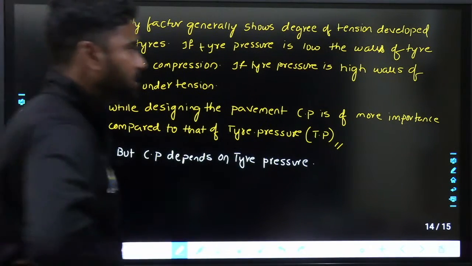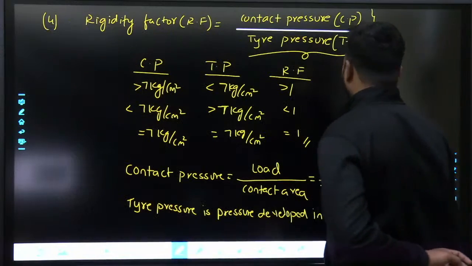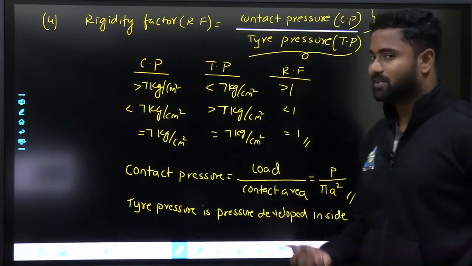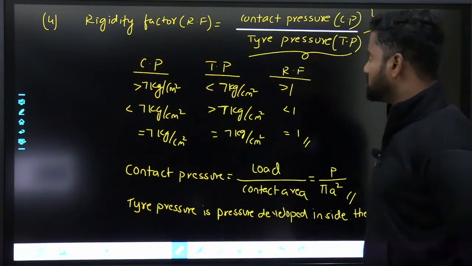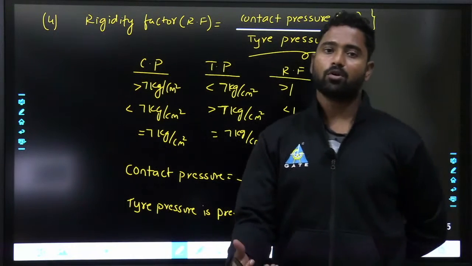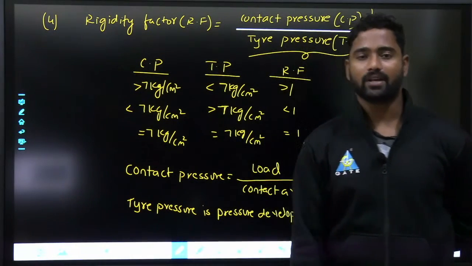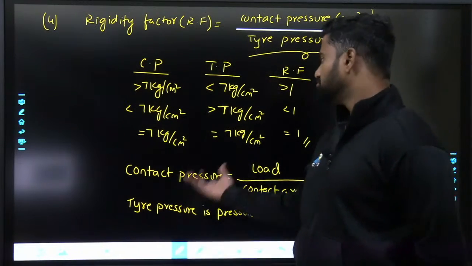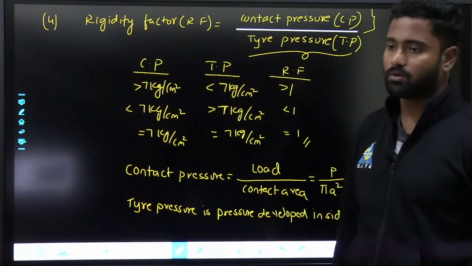What should be the rigidity factor? I have given the criteria for rigidity factor: greater than 1, less than 1, equal to 1. Generally, I prefer less than or equal to 1. I don't want more contact pressure. More contact pressure means more thickness of the pavement. I try to provide less thickness of pavement, so I prefer less than or equal to 1.